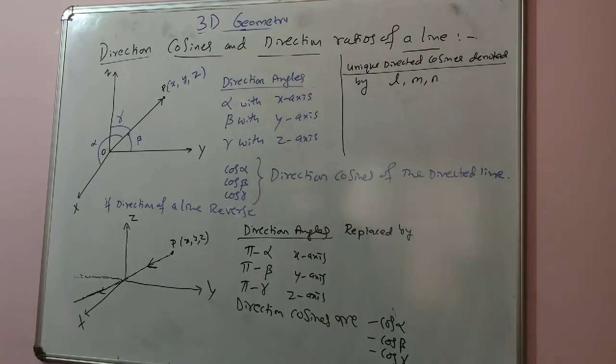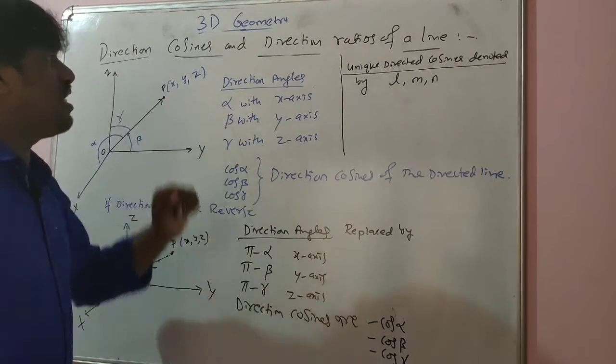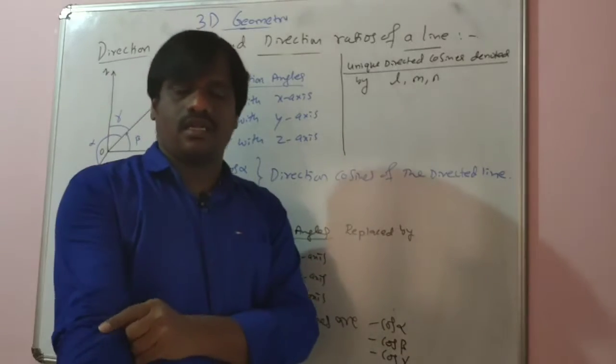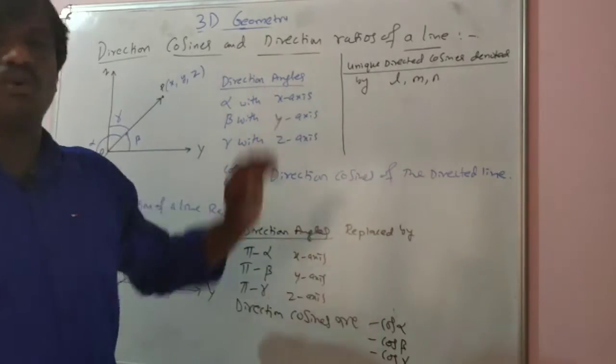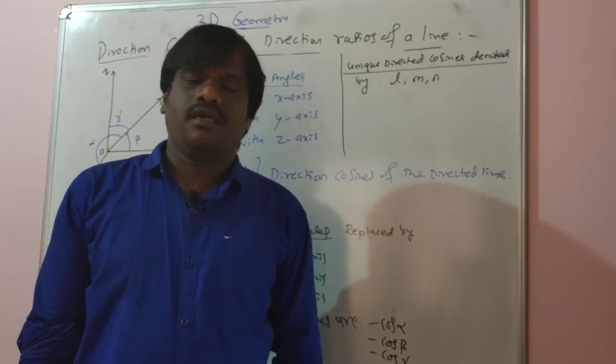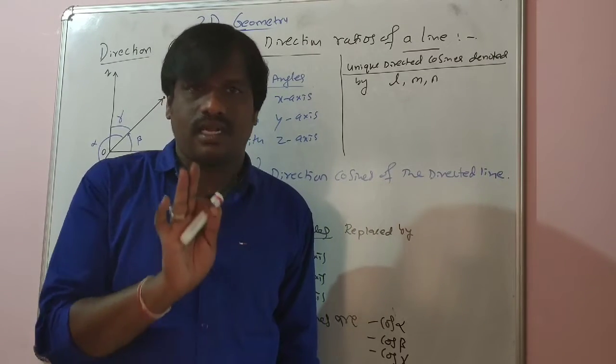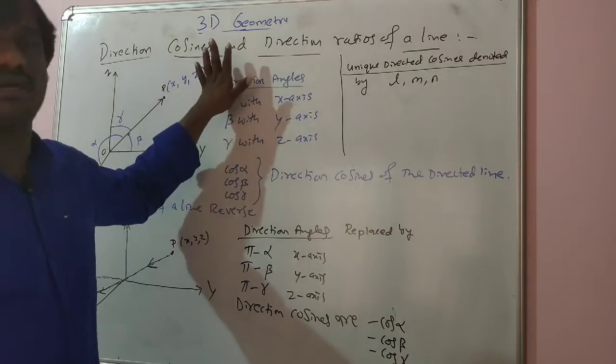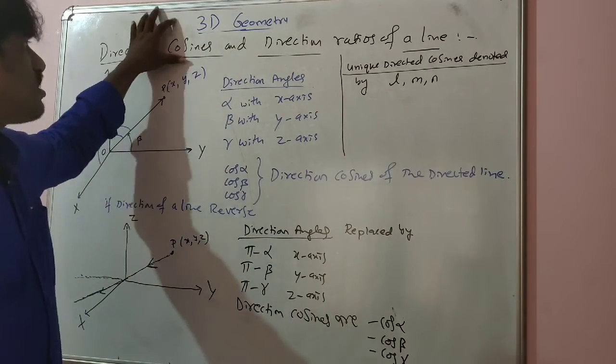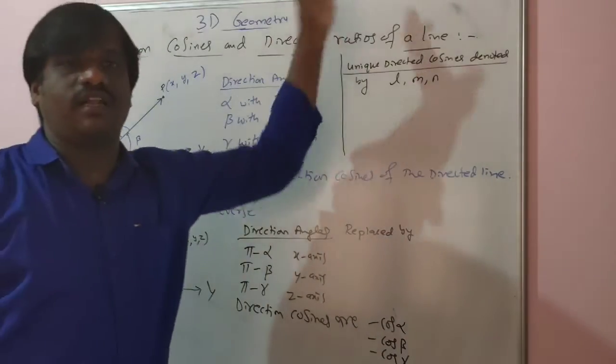Yeah, let us start the next concept, that is direction cosines and direction ratios of a line. This is the most important concept of JEE, and in class 12th it is also a most important topic. Right now it is a class 12th topic: the direction cosines and direction ratios of a line.